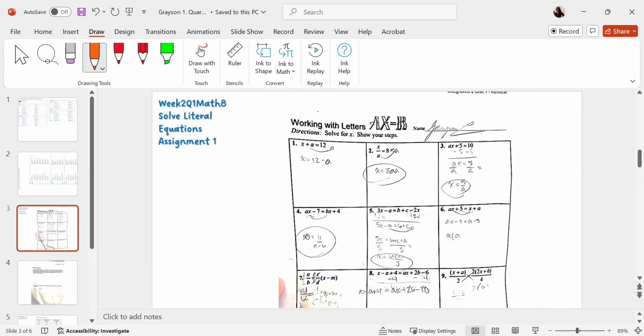This is when you literally solve for letters and there's a bunch of letters. Oh, great, I broke this.